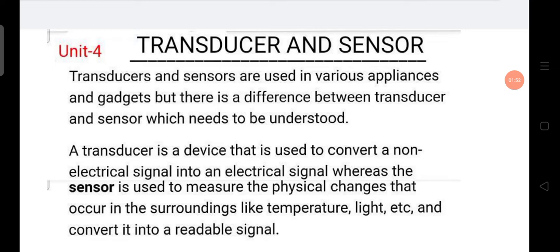Whereas a sensor, we use temperature sensor, light sensor. So basically a sensor works as a device which measures the changes of quantity like temperature, light or pressure, and converts that change of quantity into a readable signal, which is read by any microprocessor or computer or anything. So this is a sensor.